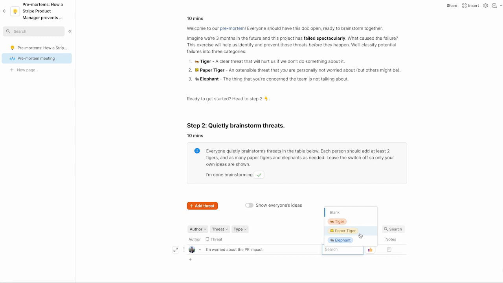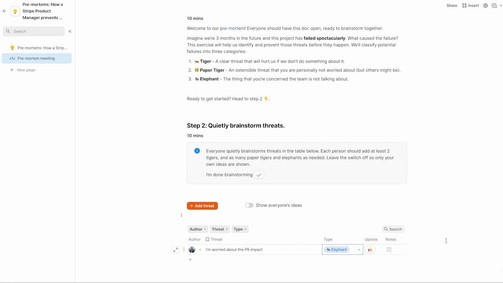And then lastly, the elephant may not be a threat per se, it's not an immediate threat like a tiger is, but it is something that you're worried nobody on the team is talking about. So it's the proverbial elephant in the room. And so the pre-mortem process gives you this opportunity to also just share in a very psychologically safe way what the elephants are that you're concerned that nobody's talking about.